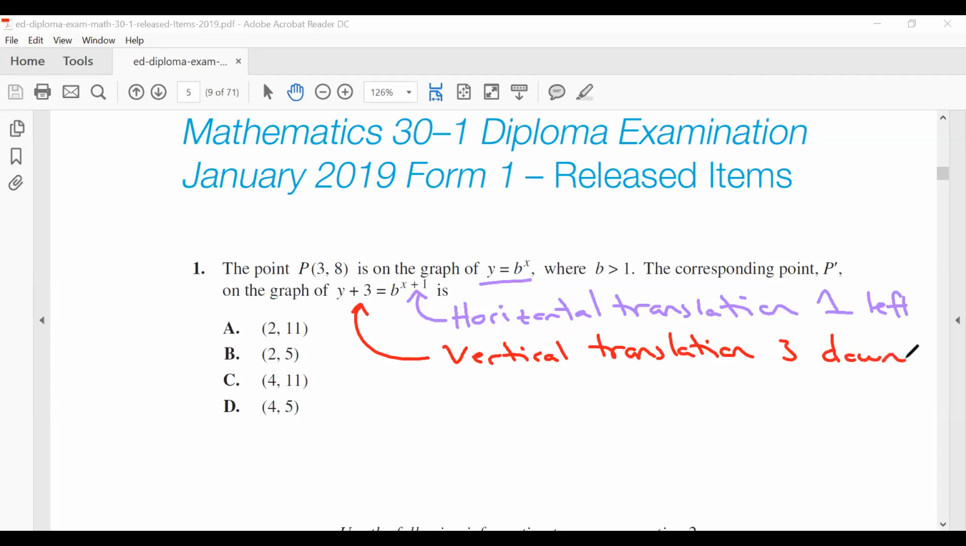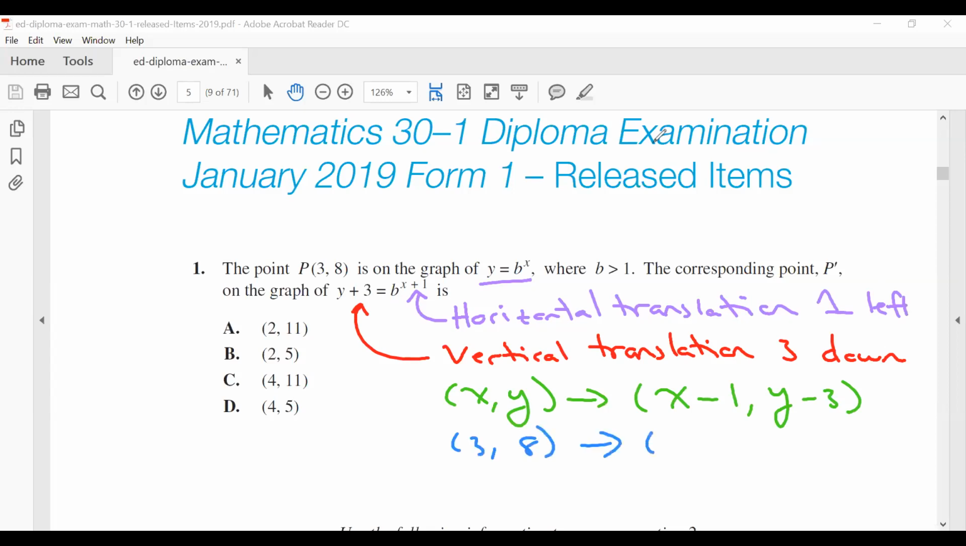Now never use abbreviations, friends. That's important on a diploma. You will not get full marks if you use abbreviations. So if I wanted to make a map, (x, y), I'm going to go one left, and I'm going to go three down. So where does my point end up then? (3, 8) is going to become (2, 5). So the answer should be B. Okay, so no abbreviations ever. You will not get full marks on that diploma.